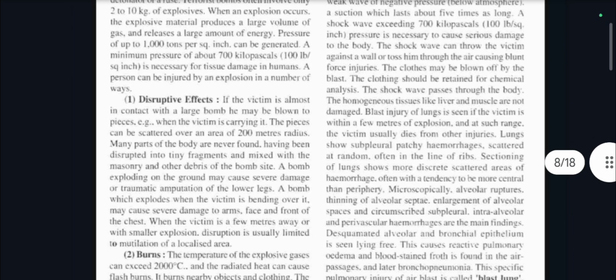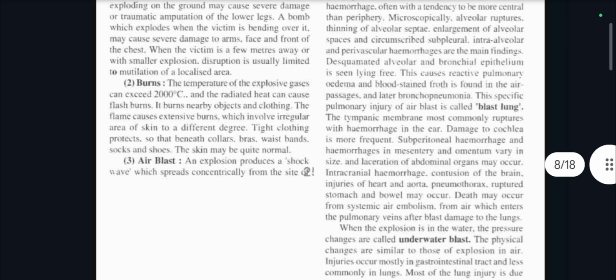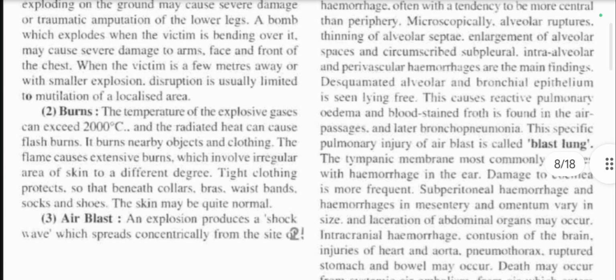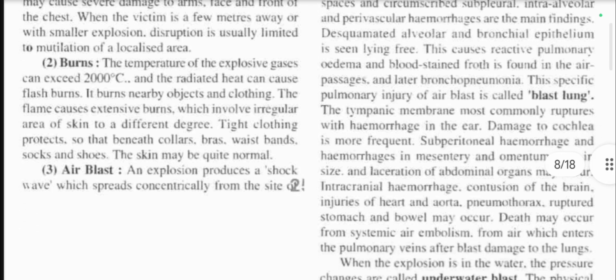So disruptive effects, we learned about them. What are disruptive? You can remember like this: disruptive, distance. So in disruptive effects, you have to write about the correlation between the distance of the victim with respect to the bomb explosive site. Fine. Then what about burns? The temperature exceeds 2000 degrees Celsius and the heat may cause flash burns. Skin is completely burned, but the skin under your tight clothing is quite normal. That is the only thing.